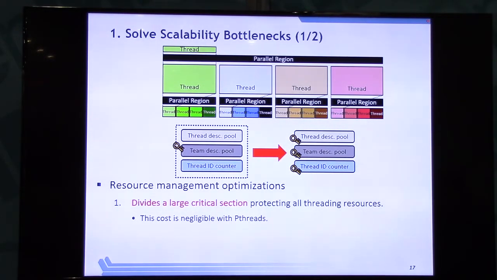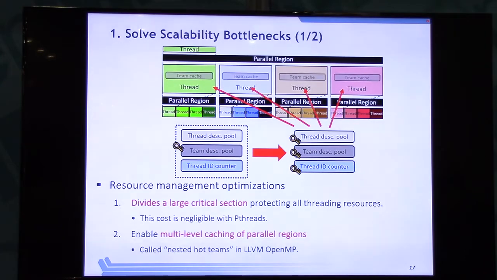Furthermore, in OpenMP, a parallel region is always created as a team, not as multiple independent threads spawned and joined. So using the team concept can improve resource management. The team concept makes team-level data caching possible, which can efficiently access reused team data. This is called hot team in LLVM OpenMP.